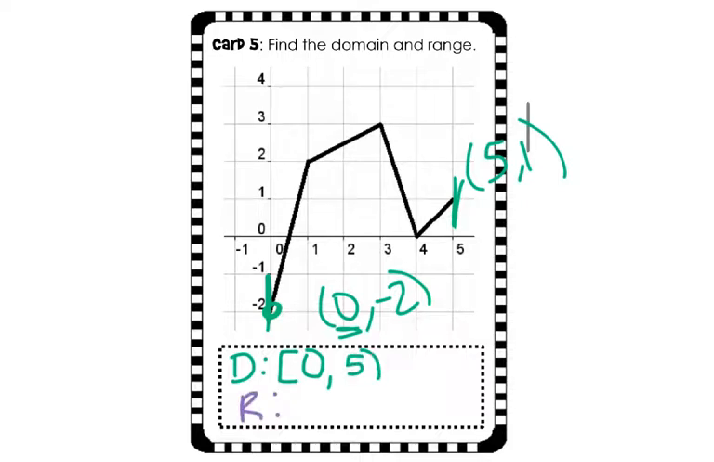Okay, so range, how far down it goes. It goes down to -2. The highest it ever goes is to 3. Let me make that a square bracket because it kind of looks rounded. So that is card B.